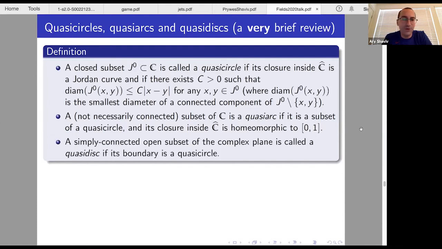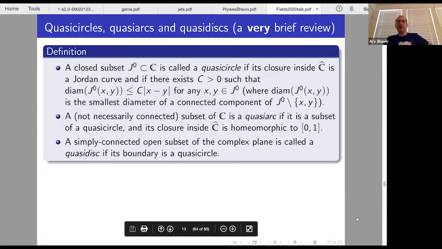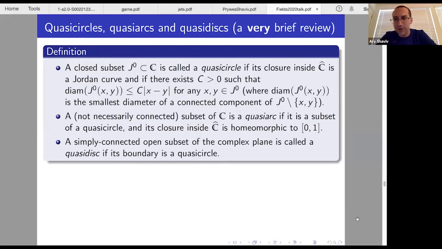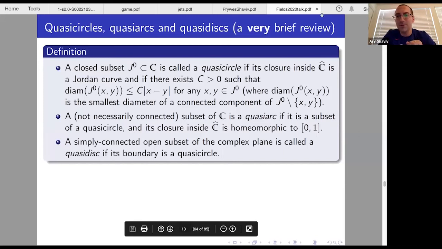And the third definition would be: what is a quasi-disk? A quasi-disk is a simply connected open subset of the complex plane whose boundary is a quasi-circle. Now, these definitions, you may not like them. Sometimes people work in the Riemann sphere, and then you don't need to think about the difference between bounded, unbounded, simply connected, not simply connected, the closure in there. You just think about stuff that lives in the Riemann sphere. However, we're used to thinking of Schwartz functions on R^n, in particular on R^2, so we prefer to just work in the complex plane, but it's a matter of taste and everything is equivalent, of course.